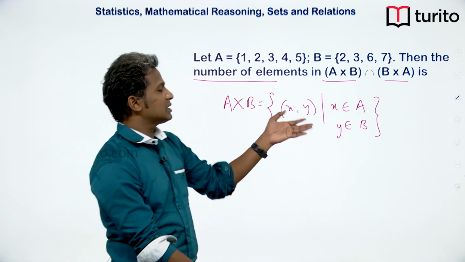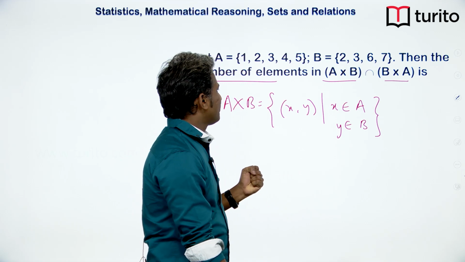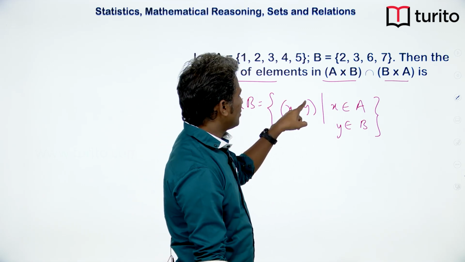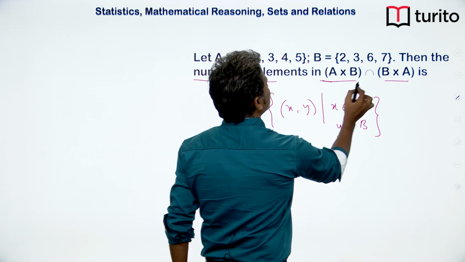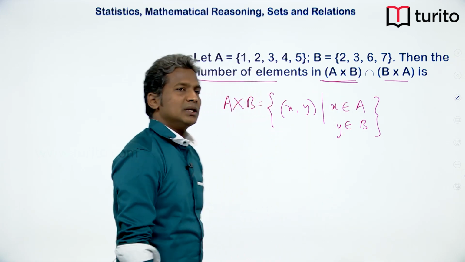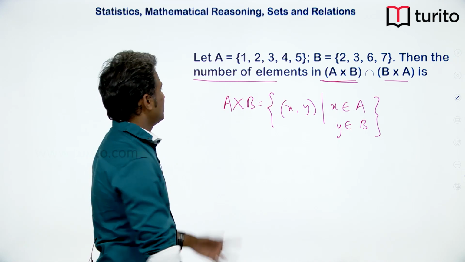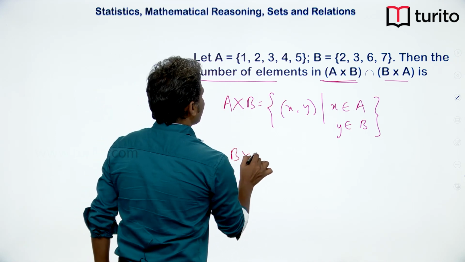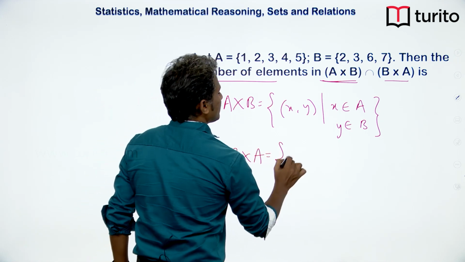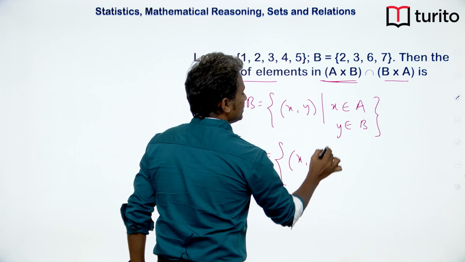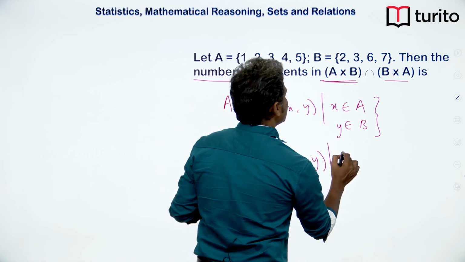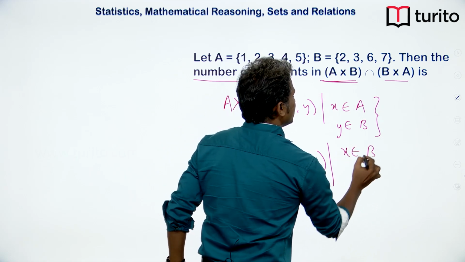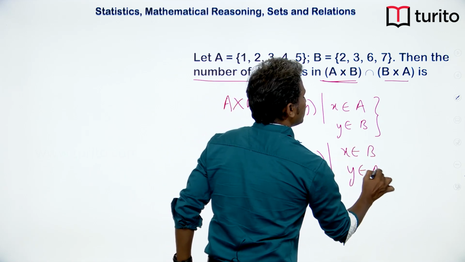We also call this the set builder form. Now, x must belong to A and y must belong to B. So, A cross B is such that this rule is satisfied. Now, what about B cross A? In B cross A, again this set will contain all ordered pairs (x, y) such that x belongs to B and y belongs to A.